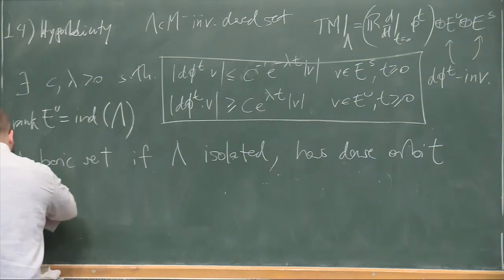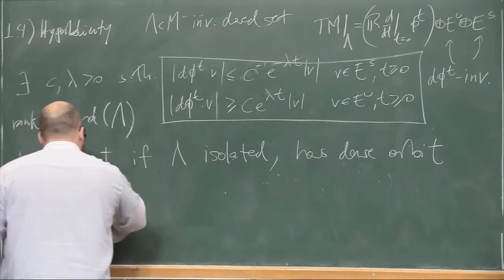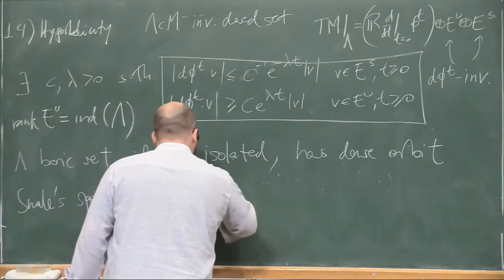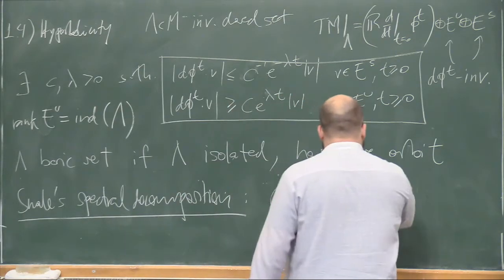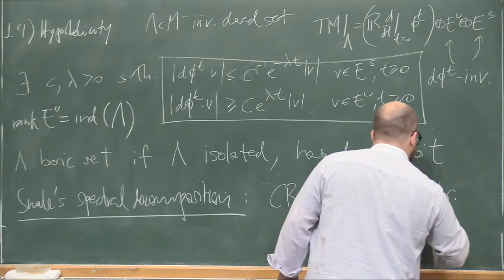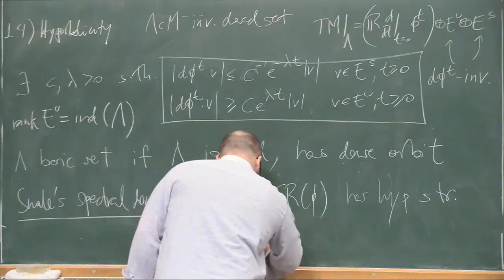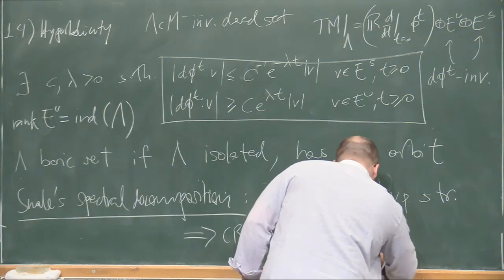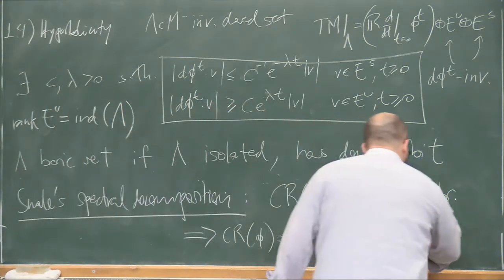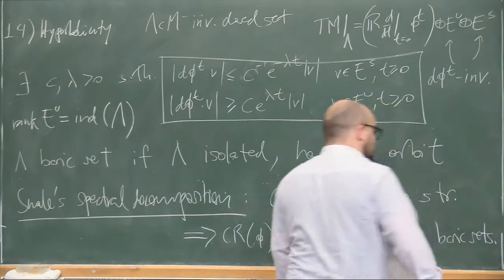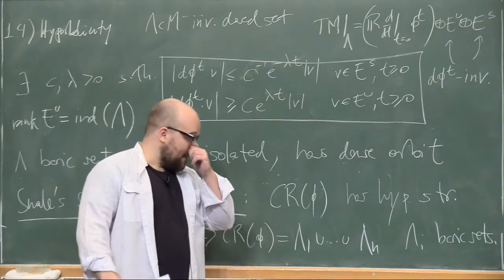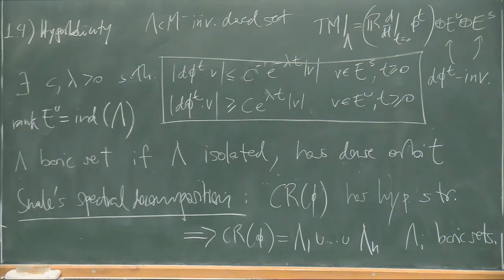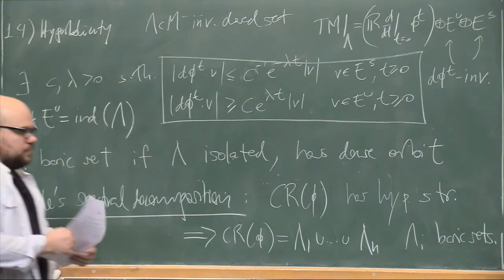Okay. So then you have Smale's spectral decomposition, which says that if the chain recurrent set has hyperbolic structure, then the chain recurrent set is a union of basic sets. So now it's a very, very clear picture compared with Morse theory. It actually holds for any hyperbolic set. That's right. So if the chain recurrent set has a hyperbolic structure, you have a very nice picture to compare with Morse theory.